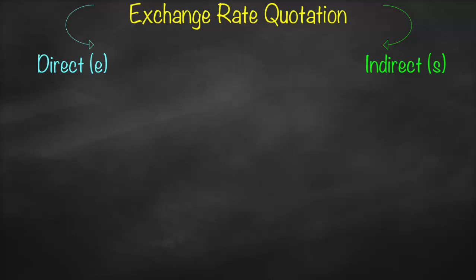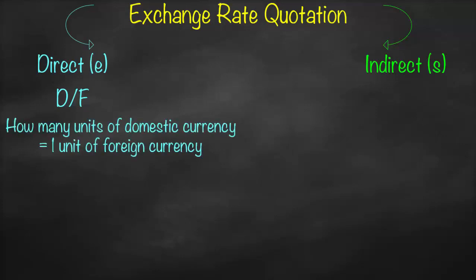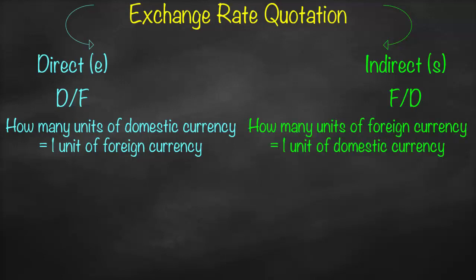So what do I mean by direct quotation? It means that I have domestic per foreign. What do I mean by domestic per foreign? It means that I would like to know how many units of domestic currency are equivalent to 1 unit of foreign currency, which means I will make the foreign currency always 1, and I would like to know how many units of my domestic currency are equivalent to this 1 unit of foreign currency. With indirect quotation, it is the opposite. It's foreign currency per domestic currency, which means how many units of foreign currency are equivalent to 1 unit of domestic currency. So with a domestic currency, I will always have 1 unit, and I'd like to see how many units of each foreign currency are equivalent to my 1 unit of domestic currency.